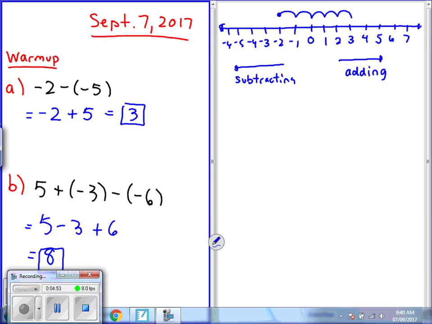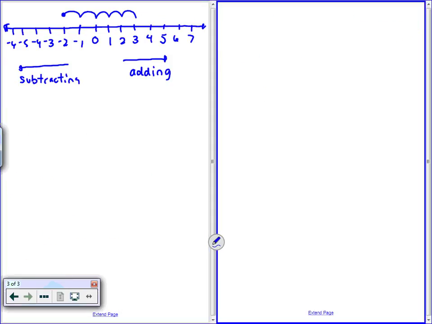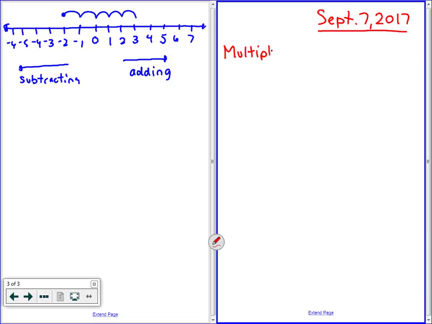Okay, so I actually lied to you yesterday. Remember I wrote BEDMAS on the board? That isn't actually what we're doing today, so I lied to you. Our title today is going to be multiplying and dividing integers. So our date is September 7th, 2017. We're doing BEDMAS tomorrow.